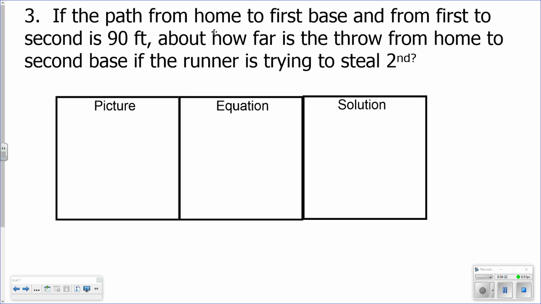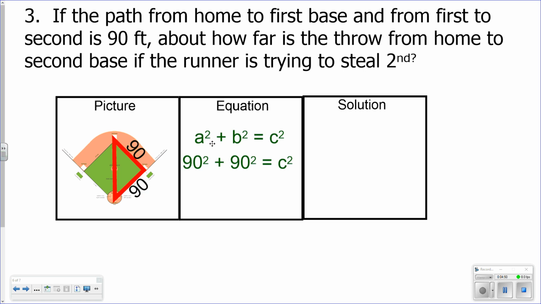If the path from home to first and from first to second is 90 feet, how far is the throw from home to second? Okay, let's draw that field. From home to first is 90, from first to second is 90. How far is the throw from home plate to second base if they're trying to steal? Well, you can see that if you kind of turn your head, that is the longest side, so that's going to be the c side.